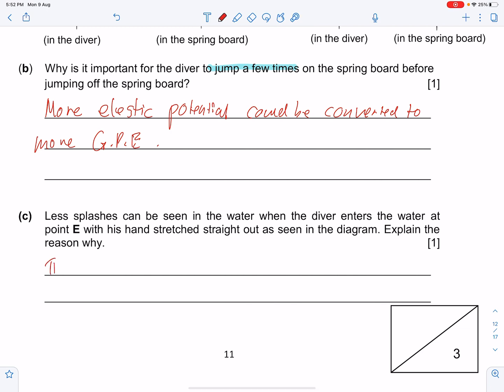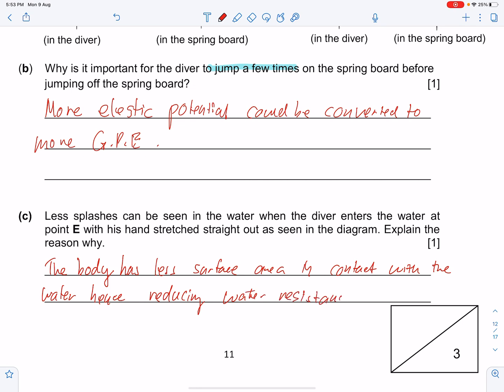So we can say that the body, if you can use the word streamline, that's great. Otherwise, we can use the words has less exposed surface area to the water. So I'm going to use that, but of course if you can use streamline, good for you. Has less surface area in contact with the water, hence reducing water resistance when entering the water. Alright.